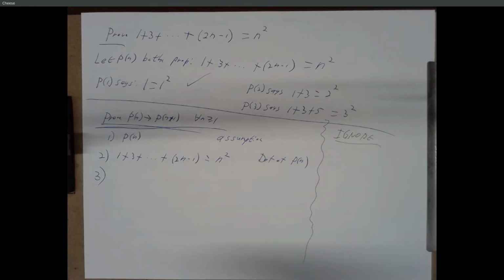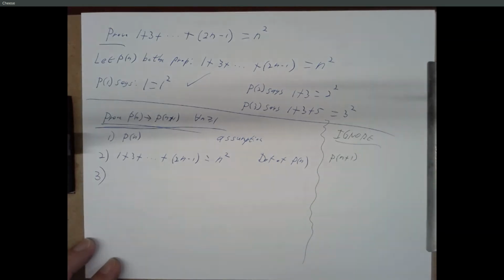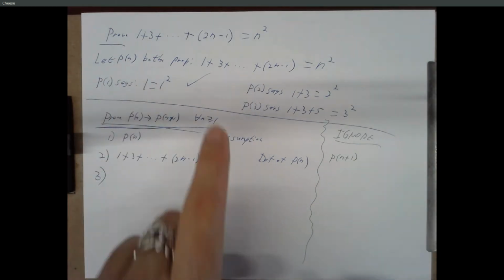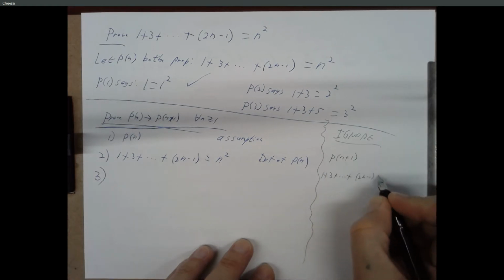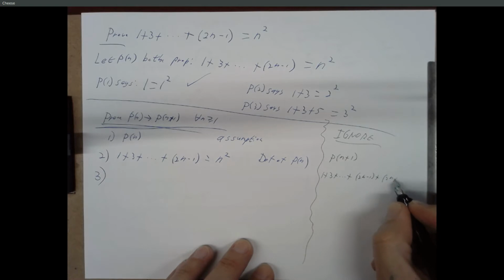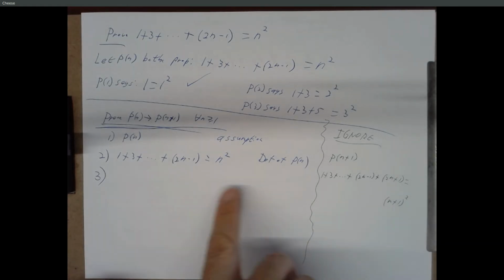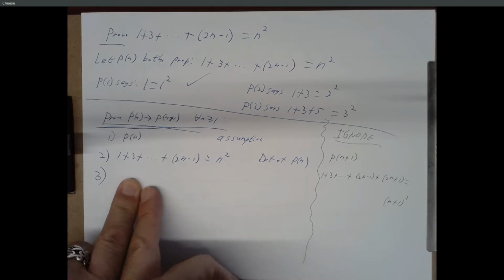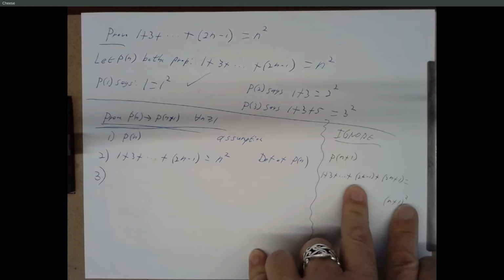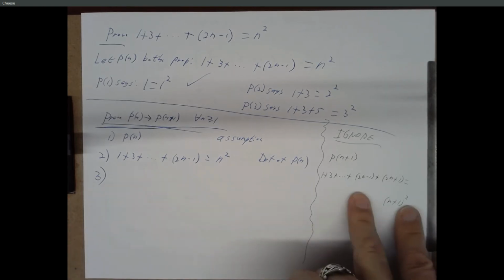But here's what you can do in here. You can write down, what are we trying to do? We're trying to show P of n plus 1. Okay, what does P of n plus 1 say? Well, it says 1 plus 3 plus 2n minus 1 plus one more odd number, which would be 2n plus 1, should be equal to n plus 1 squared. Now, if I write that over here, your proof falls apart because we haven't proven that yet. That's what we want to prove. But I'm writing it down so I can look at it and say, well, I know this. Can I somehow go from here to showing this?